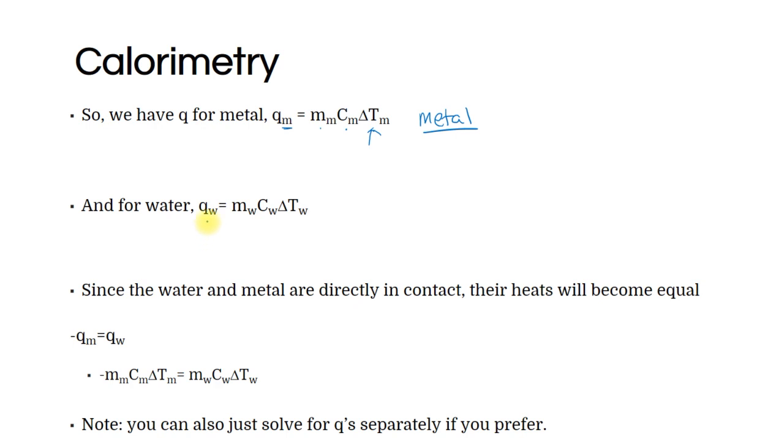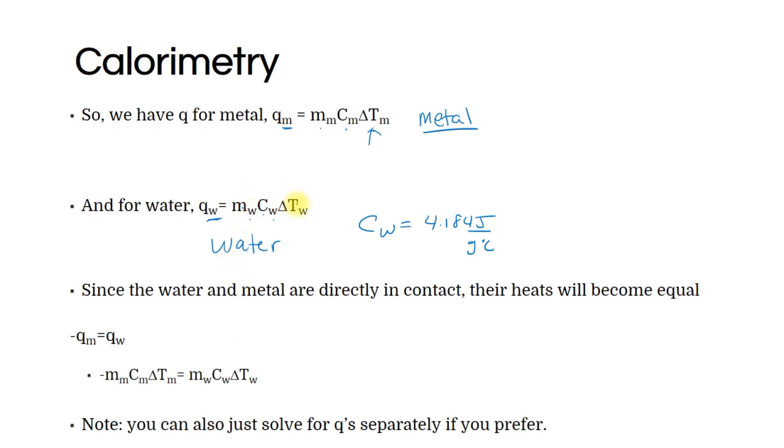All right, so you can write another statement for water where the Q, so when we say W here, we're talking about water. The heat of the water is equal to the mass of the water times the heat capacity of water. And again, heat capacity of water is that 4.184 joules per gram degrees C. And then of course the temperature change of the water, which you would have to measure.